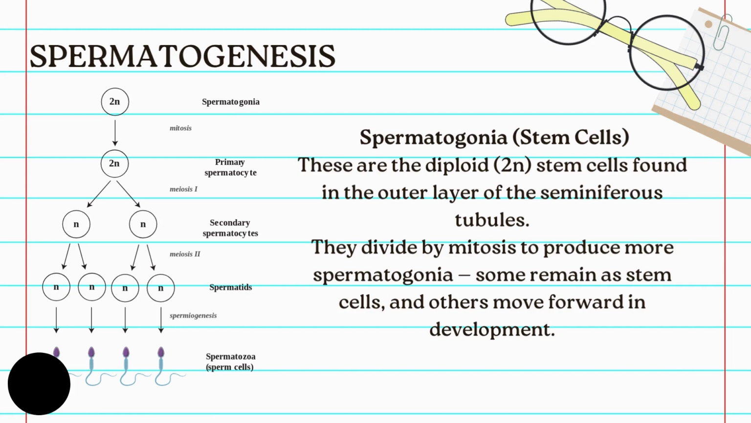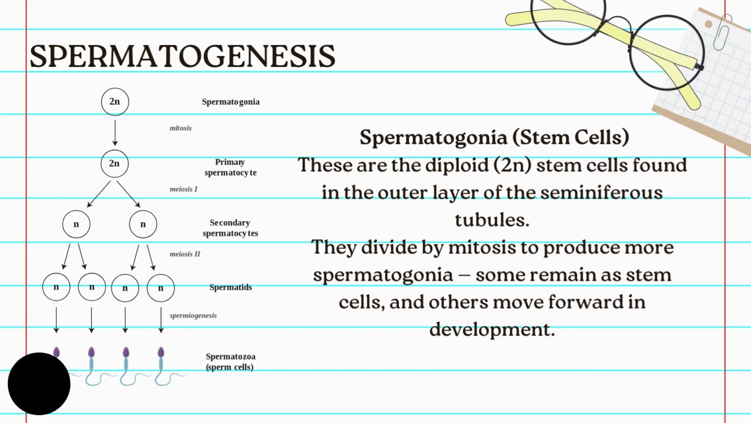These stem cells are diploid, meaning they have 46 chromosomes, 2N if you may say. So you can write 2N when you're writing your paragraphs or your answers. You can say 2N, or say diploid, or you can say 46 chromosomes. But make sure you do say that spermatogonia is still diploid. Just always mention that. So these stem cells are found in the outer layer of the seminiferous tubules. This is just the layer of tissue that is inside the testicles.